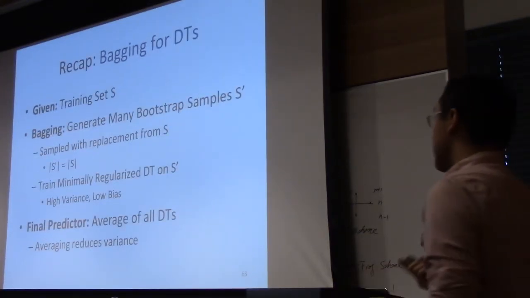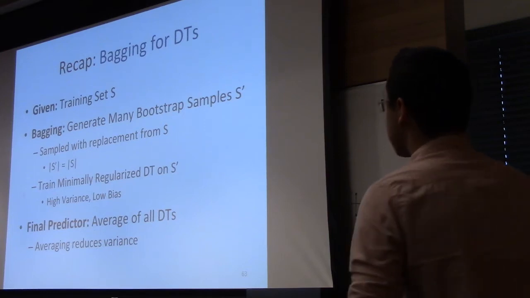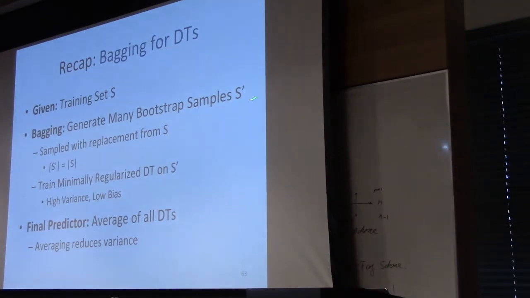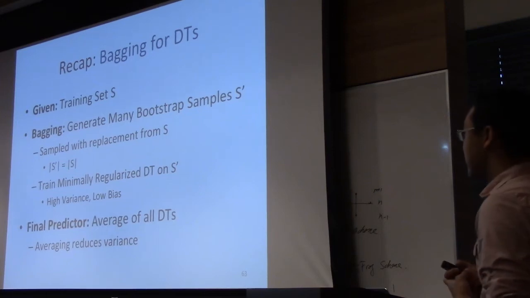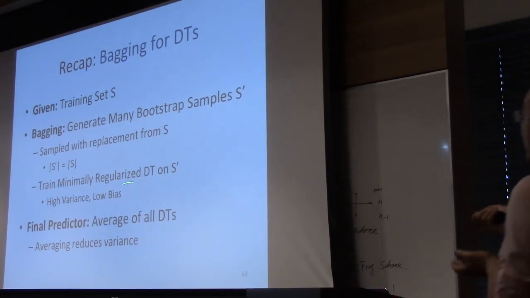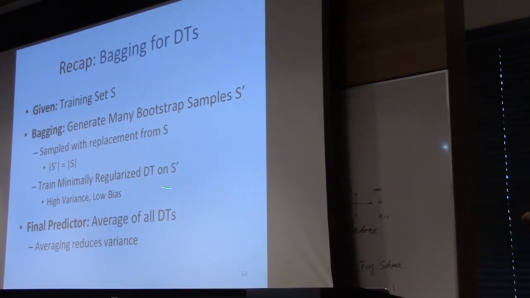So this is how it works with decision trees. We have our training set S. We generate many bootstrap training set samples S prime by sampling with replacement from S. The cardinalities are the same. They could vary, but typically they're set to be the same. And then we train a minimally regularized decision tree on S prime. So don't regularize this decision tree too much. These decision trees have high variance, low bias, but that's okay because we're going to average them to reduce the variance, right?